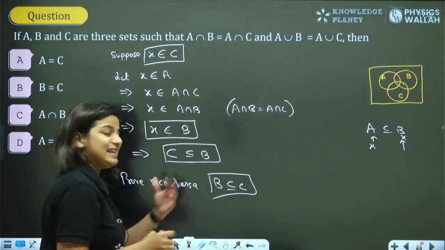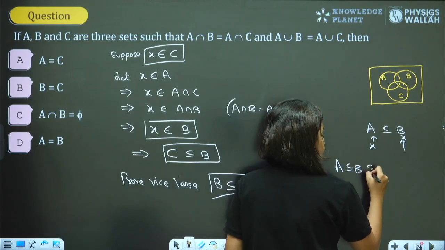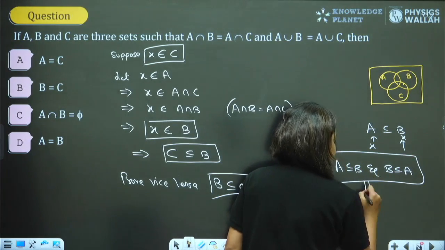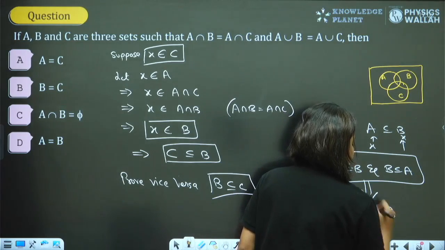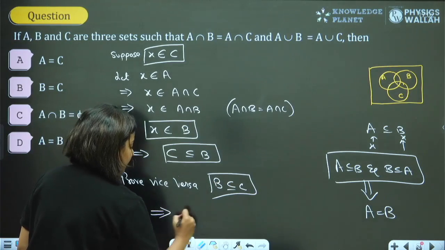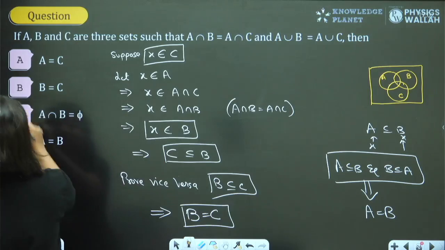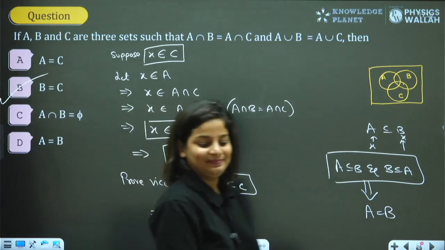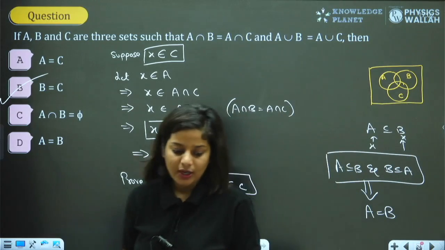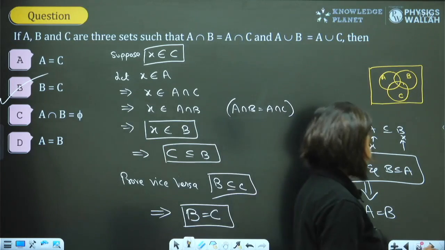And when two sets are subsets of each other, isn't it a property? Like A is a subset of B as well as B is a subset of A. Both are subsets of each other. It simply means A is equal to B. It's a property. So here also we can see that B is equal to C, which is option number B. Try to understand, take your time, imagine, pause the video, go through it again, think about it. You will be able to understand.